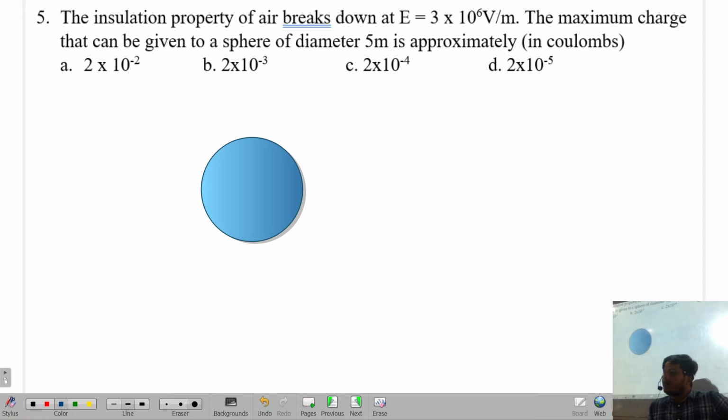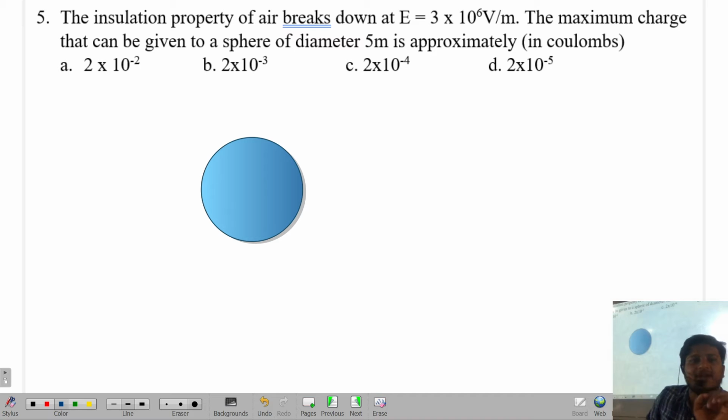Now look over here. Hey, listen. What is it saying? The insulation property of the air breaks at what point? At an electric field of how much strength? 3 into 10 to the power of 6 volt per meter. Yes or no? Now, the maximum charge that can be given to a sphere of diameter how much? 5 meter, approximately. Now try to understand.